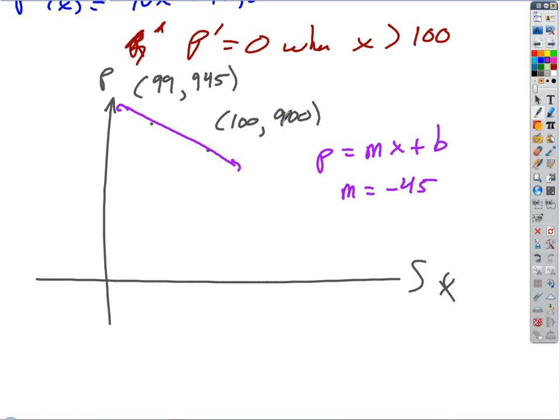Okay, so now if I plug in these values, P is 900, so I get 900 equals negative 45 times 100 plus B. So B would be what? 900 plus 4,500, is that right? Yeah. So we get 5,300. Wow, okay, that's better. That's a better number.